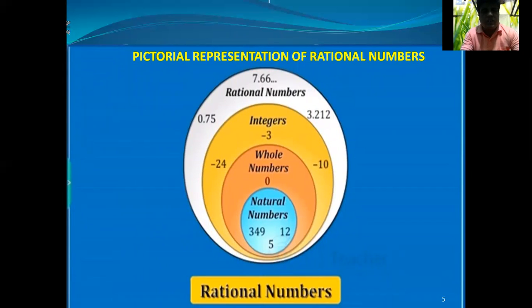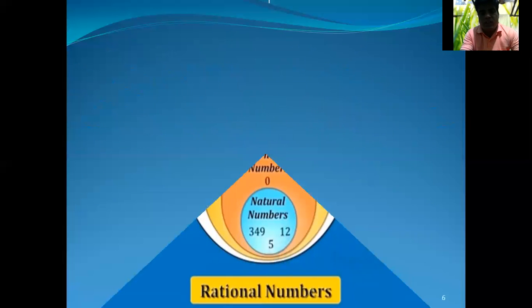Coming back to this, we can represent the rational number in the pictorial form also. First we talk about the natural numbers, which are contained in the whole numbers. Whole numbers and natural numbers are contained in the integers, and integers are contained in the rational numbers. It means the rational number comprises the integers, whole numbers, and natural numbers. So in this we are talking about negative and positive integers too.